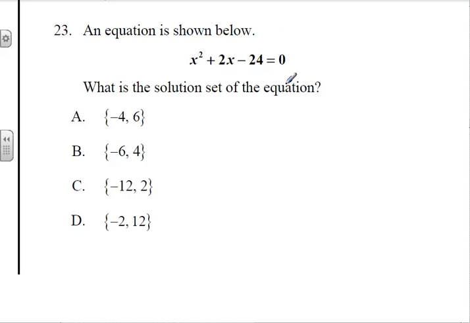So how should you solve this genre of quadratic equations? Why is it a quadratic one? You guys remember? You can see that the highest degree of your variable is second. That's a quadratic equation. And you have four options, A, B, C, D.